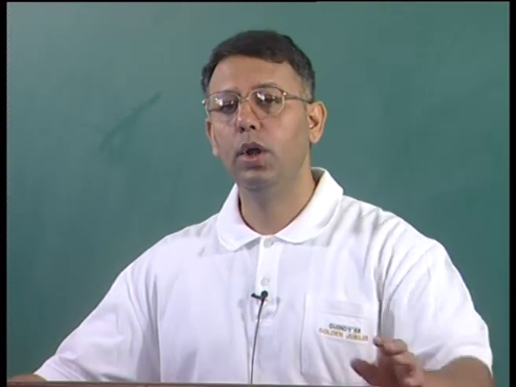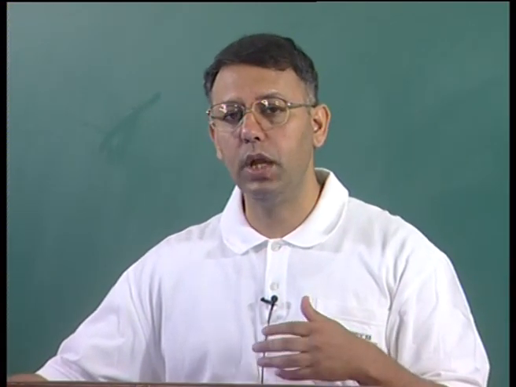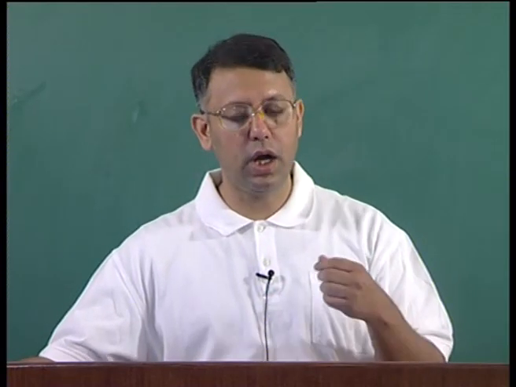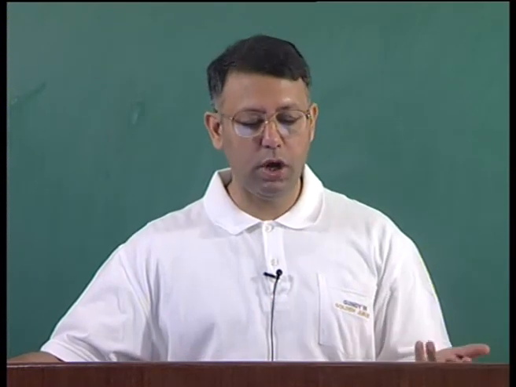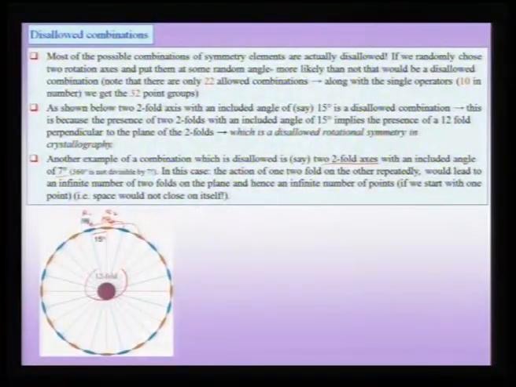Similarly, another reason why a particular combination may not be allowed is that the combination would start producing an infinite number of symmetry operators, which also means that if you start at the general point, you may land up with an infinite number of points. Such an example would be two two-fold axes with an included angle of about 7 degrees. Then you will land up with an infinite number of points starting with one point, and therefore we shall restrict ourselves to only the allowed combinations which are crystallographically allowed.